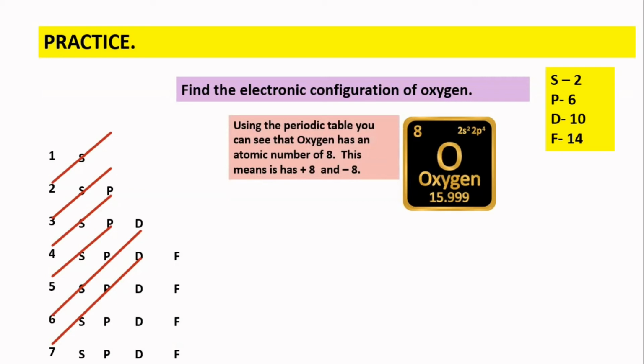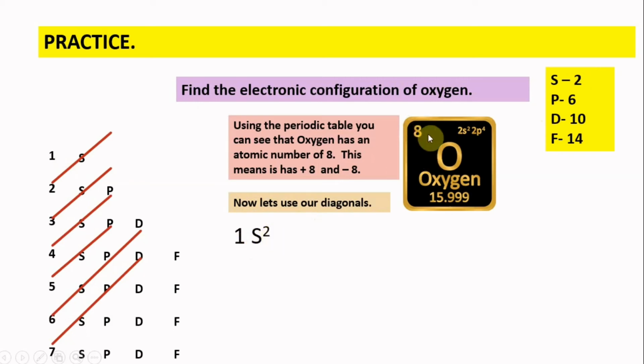Now let's use our diagonals. First we have the letter S, and here we have the number 1, so 1s. And remember that in the level S, it can only admit 2 electrons, so we write 1s2. But we need to have 8 electrons, so let's continue. In the case of S, we're finished here. There are no more letters, right?